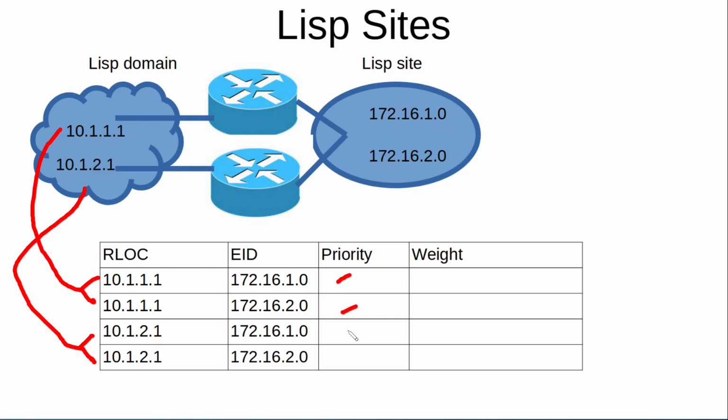Priorities should be set in order to know what will have more priority over the other, and if both have the same priority, then the weight will start to matter in order to load balance the traffic. That's it.